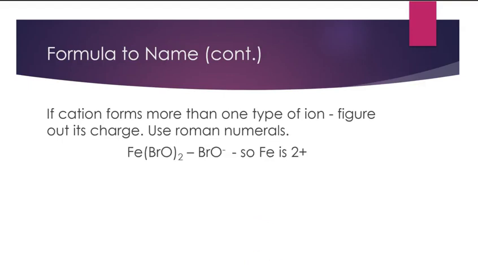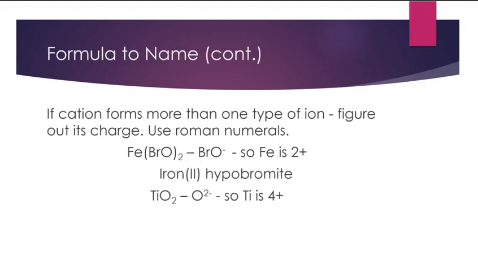We have iron with 2 hypobromite ions. Each hypobromite is -1, and so iron must be +2. So the name of that compound is iron(II) hypobromite.